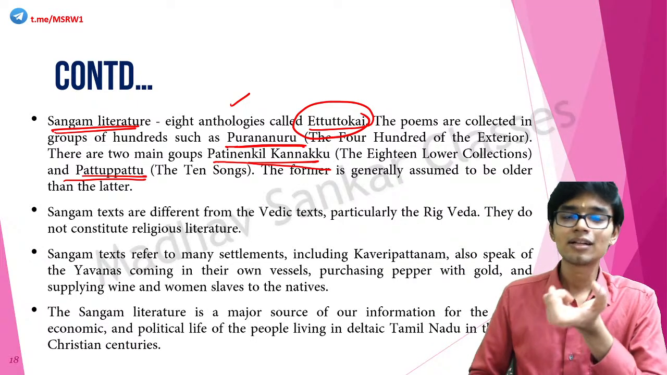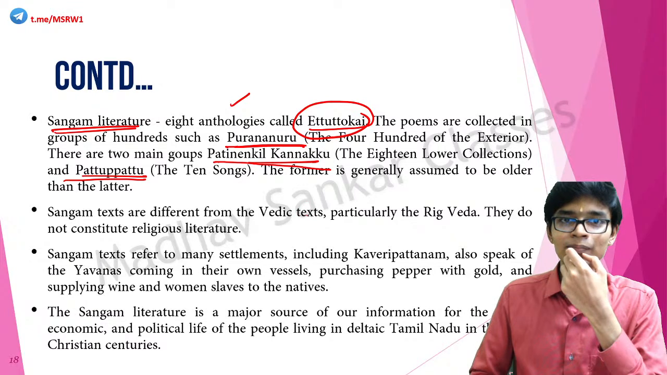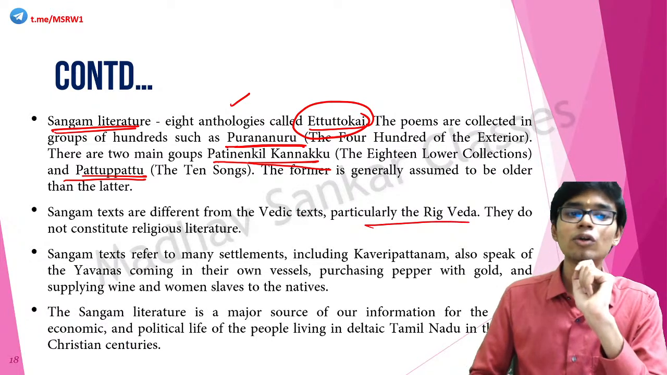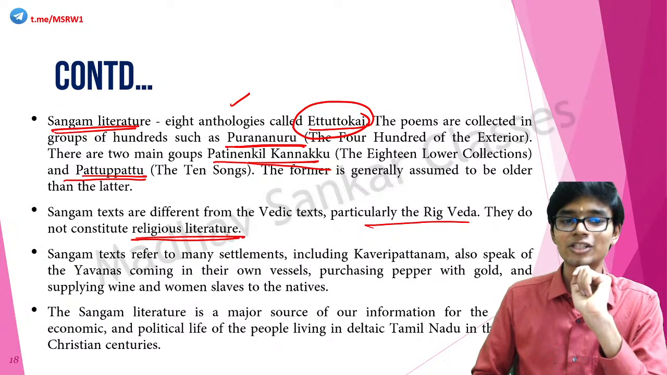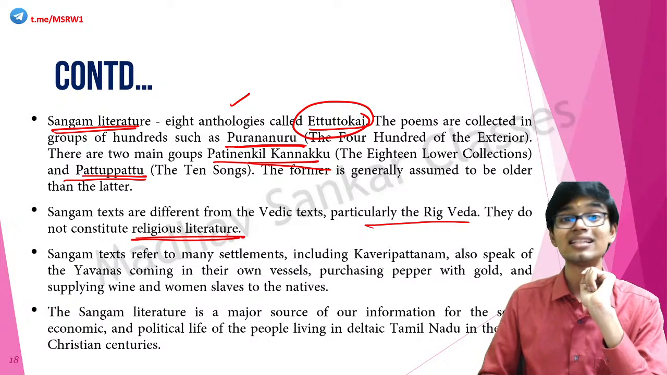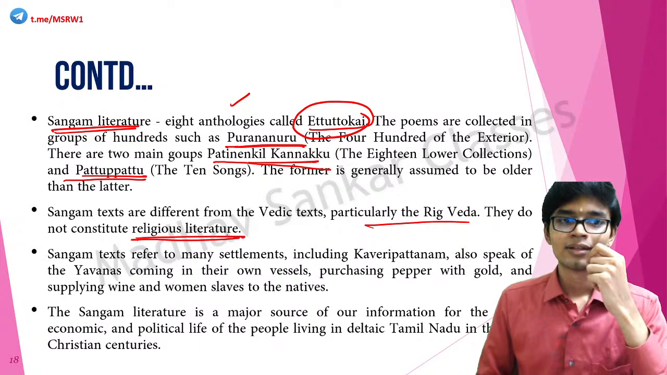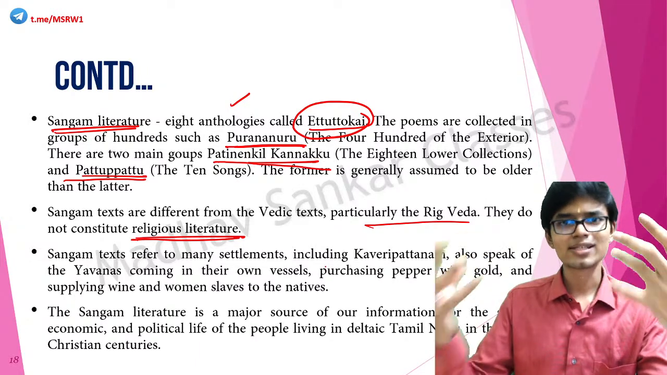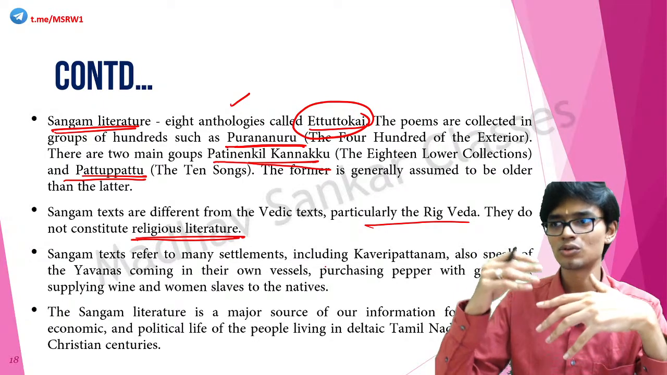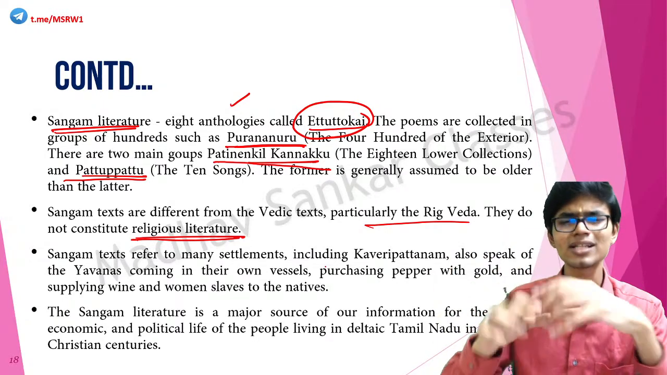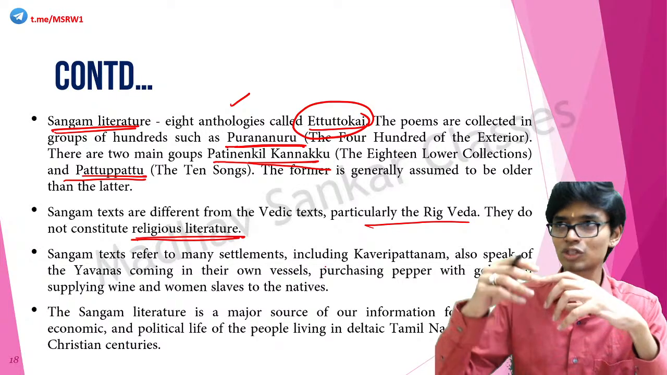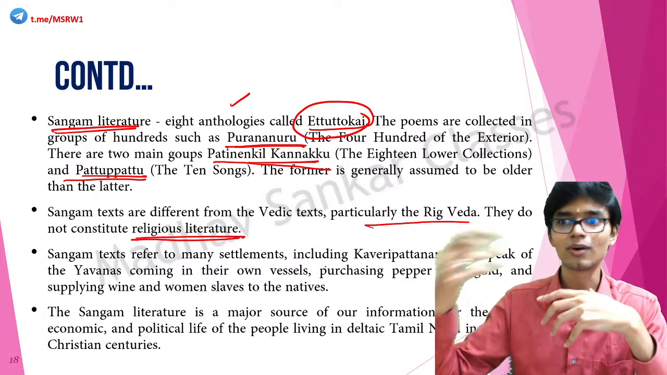Now, Sangam texts are different from Vedic texts. Why? They are particularly different from Rig Veda because they do not constitute religious literature. Sangam texts are not religious works. They refer mainly to many secular themes. They refer to certain goddesses, gods and so on, but still it's not a religious work as such. They refer to certain methods of life, certain good qualities, etc.